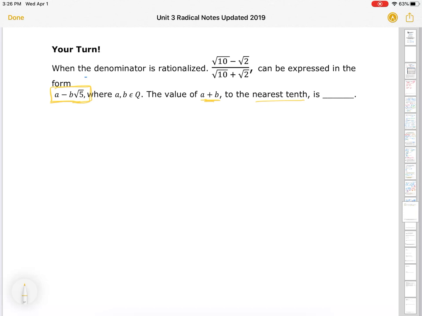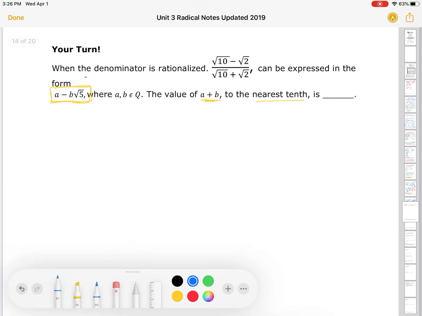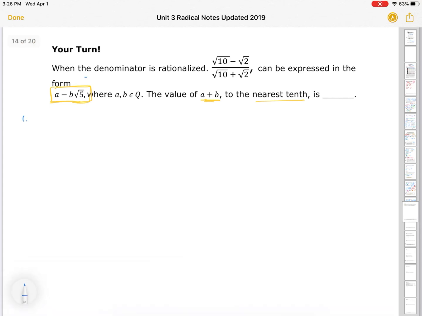So you're going to pause, try this on your own, and then press play again and see if you got it right. So press pause now. All right, and we're back.